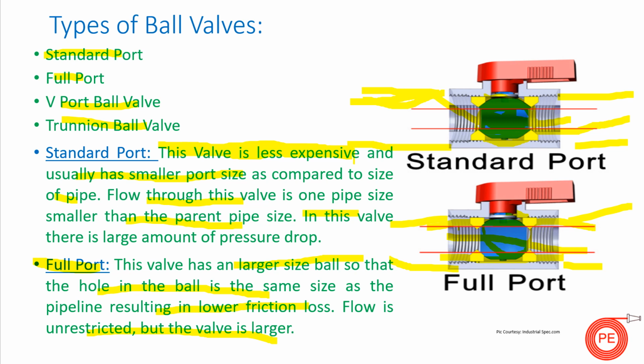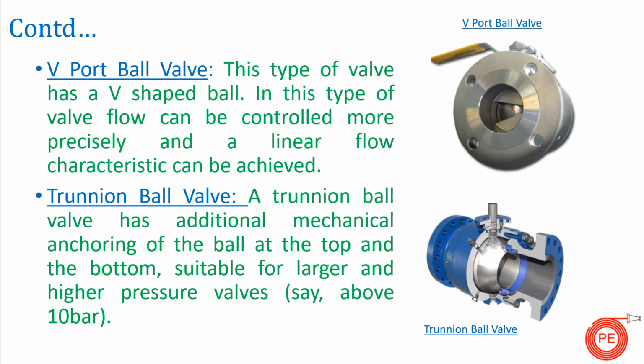So let's see about the V port ball valve and the trunnion ball valve. So what are V port ball valves? Basically, V port ball valves are those valves which have a V-shaped ball. If you can see in this cross section drawing, there is a ball in which the cross section is made in the shape of V. In this type of valve, flow can be controlled more precisely, and linear flow characteristic can be achieved.